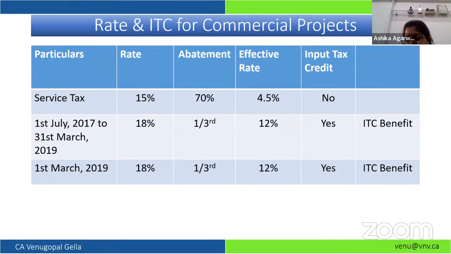Even in GST, this has been divided into two periods. One is before 1st April 2019 and one is after 1st April 2019. So before 1st April 2019, for residential project, there was ITC allowed, and after that it was disallowed with reduced rate. But when it comes to commercial project, there is no differentiation for both. In both the situations, 18% was the rate, but 1/3 land abatement was there, making effective rate of 12% with ITC benefit, which was earlier not there in pre-GST regime.